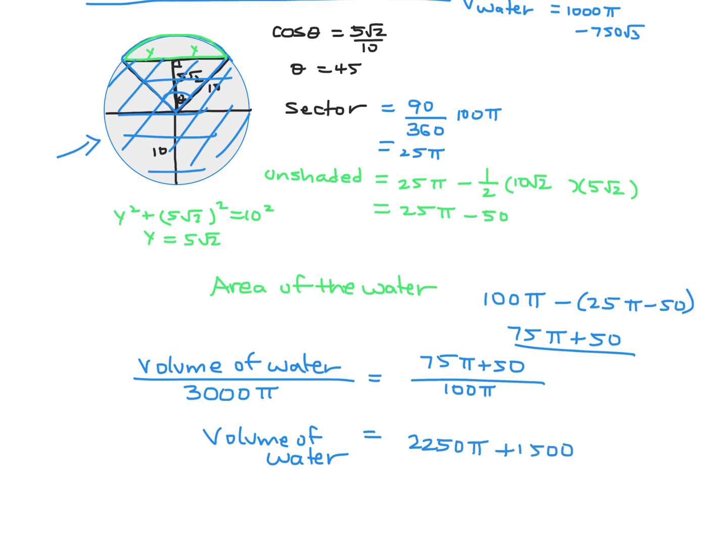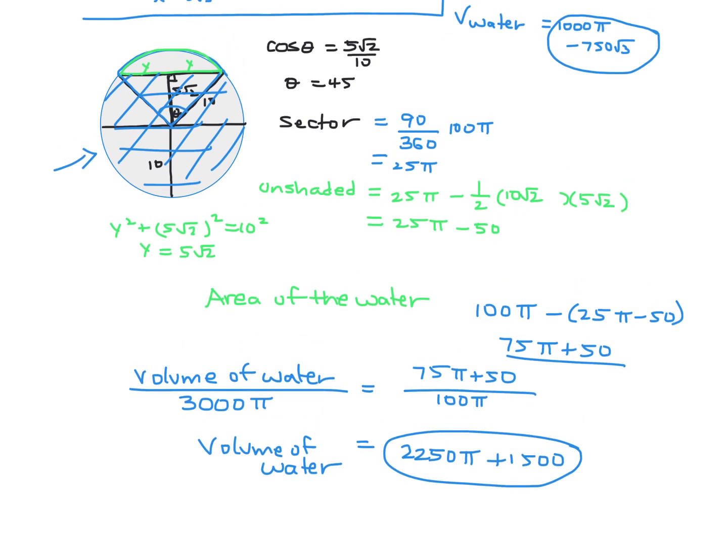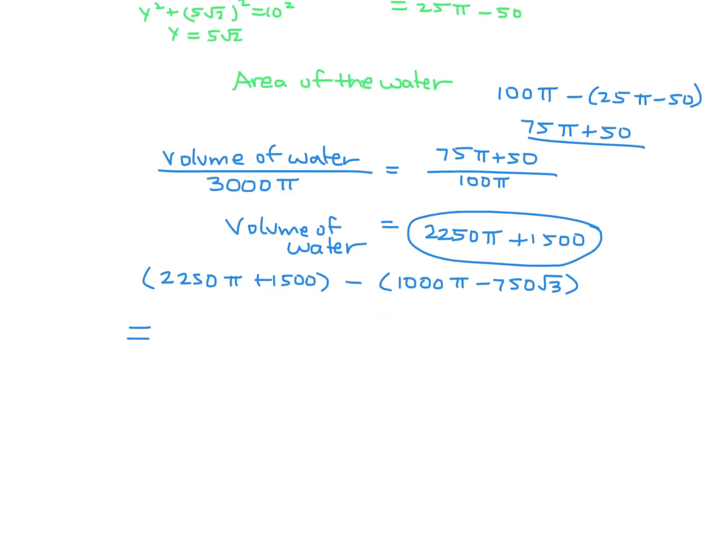Okay, finally. So now we have to figure out how much water was added. Well, we initially had this much volume, and now we have this much. So how much was added, we have to make a comparison. So we have to take one from the other. So we'd have to go 2250 pi plus 1500 minus that 1000 pi minus 750 root 3. That is how much water was added. So that would be, if I've done this properly, 1250 pi plus 1500 plus 750 root 3.